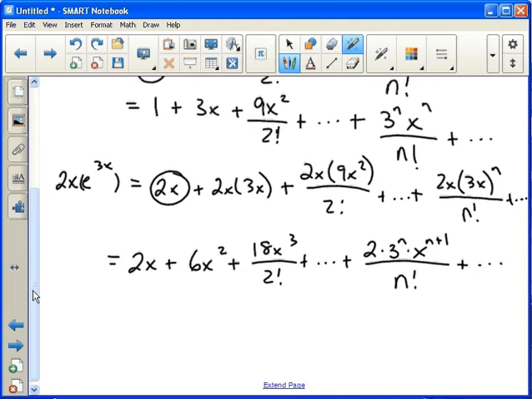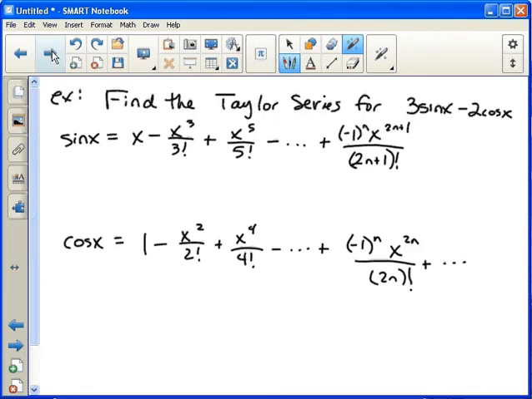Okay, final example. Find the Taylor series for 3 sine x minus 2 cosine x. Now, I did go ahead and write the general forms here, or the general terms here, but when you're adding and subtracting 2 different functions, that's going to get kind of messy. So I wouldn't worry too much about the general terms when you are subtracting 2 different functions.